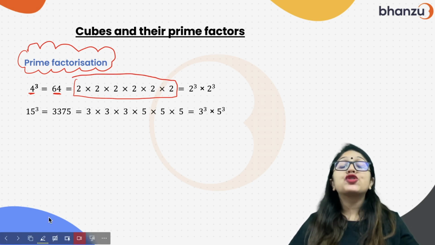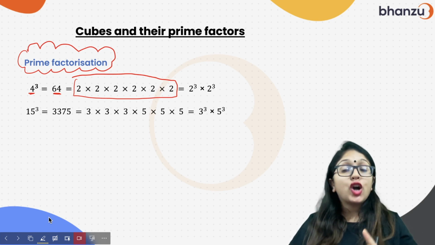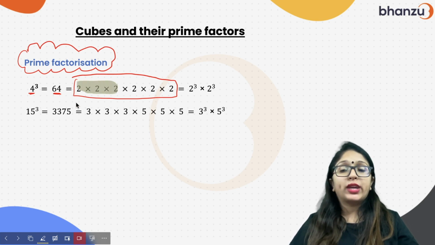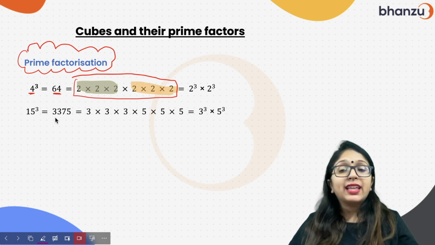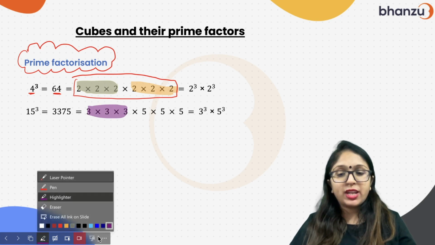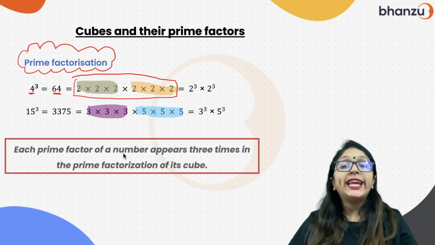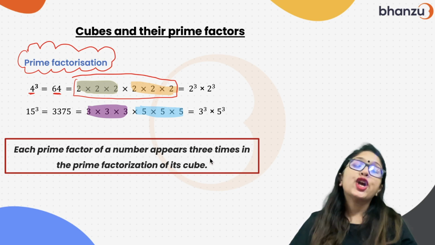Okay. When we used to talk about the square numbers, we used to take the pair of 2 numbers. But when we talk about the cube numbers, then we take the group of 3 numbers. Okay, this is one group, and this is another group. Similarly in the next one, also we will be taking the group of 3 numbers. You can see a group of these 3 numbers, and then the group of these 3 numbers. So here each prime factor of a number appears 3 times in the prime factorization of its cube.